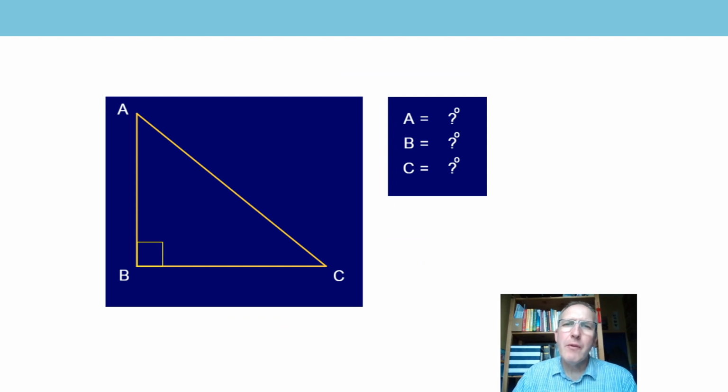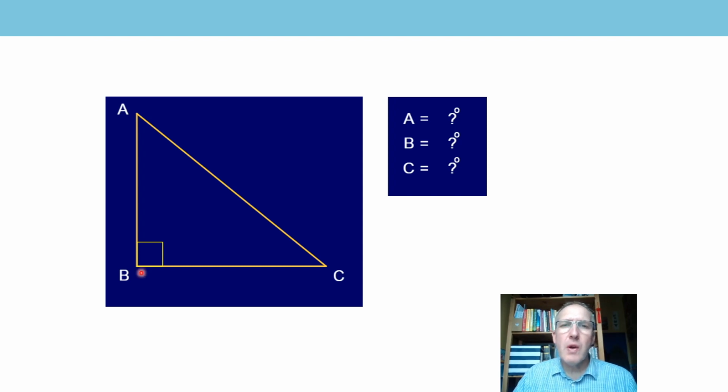Now we're going to see if we can apply any strategies to unknown angle problems. What do you know about the sum of the interior angles in a triangle? If you have someone watching with you, pause the video and discuss it with them. That's right, the sum of the 3 angles in any triangle is 180 degrees.